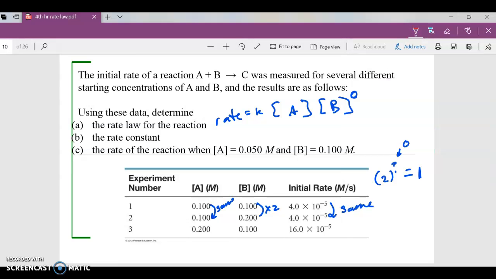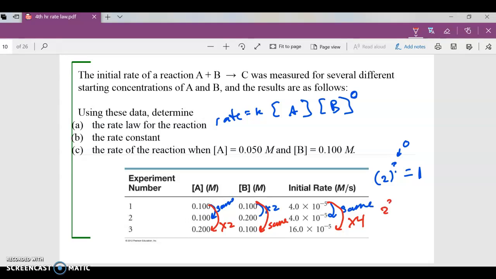Now I'm looking for my A spot. There I'm going to be looking at the top to the bottom. That's where it's the same for B. And top to the bottom here for A is doubling. So I look at my rate and I can see it didn't just double, it quadrupled.